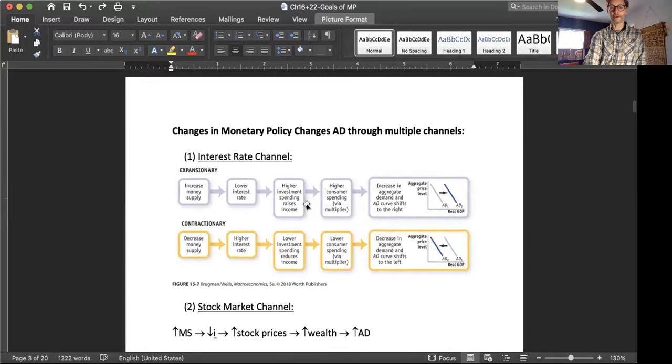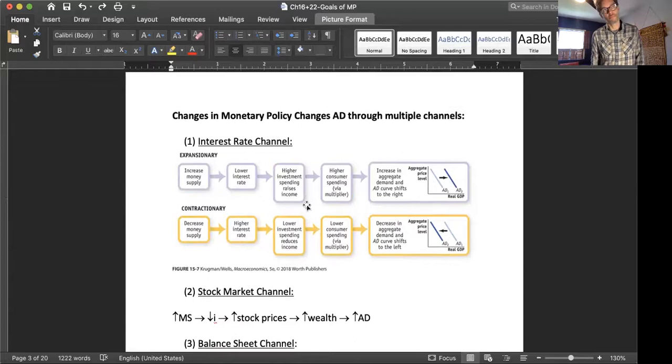Let me back up here. Why is it that the Fed shifts aggregate demand? How exactly does this work? There are really many ways, and we've talked about most of these before in class, about how monetary policy impacts the aggregate economy and how it impacts aggregate demand. The first way that we've talked about the most is through changing interest rates. We could call this the interest rate channel of monetary policy.